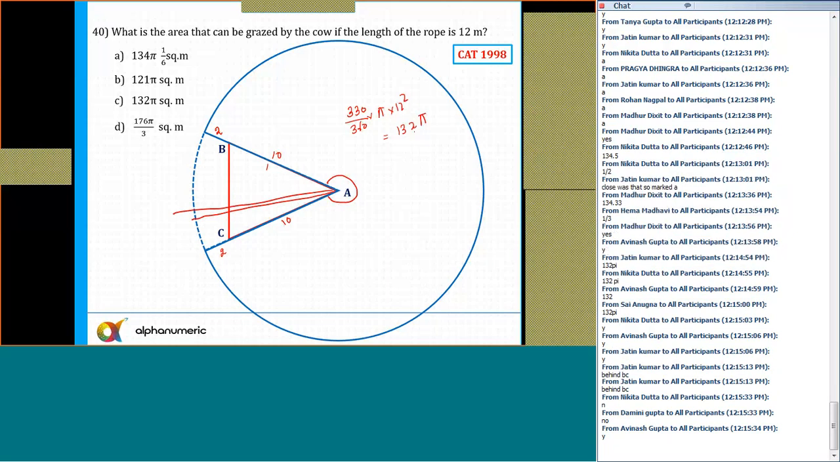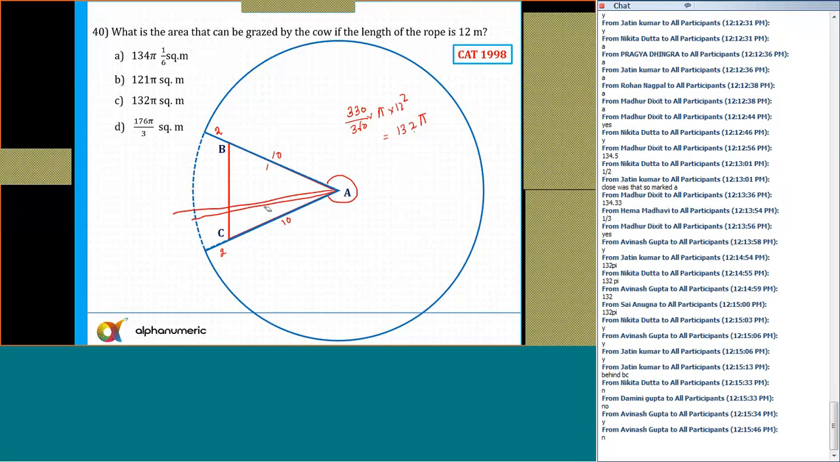No, it can't go inside this one. So we need to form, once the cow reaches this point, from this point, one smaller arc of radius 2, because the cow can't travel in a straight line like this. Like from point A, the cow can't travel like this. Now it can't reach here.